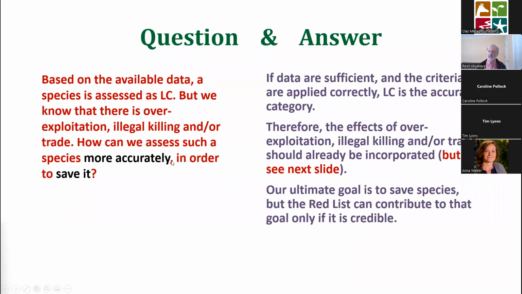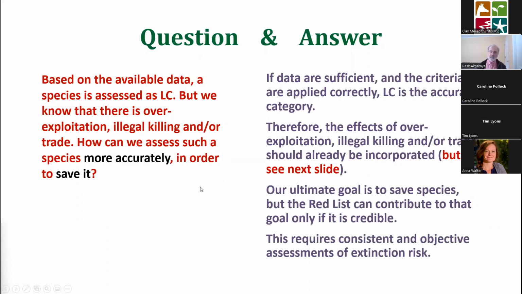Now, let's focus on this last bit, in order to save the species. Yes, of course, our ultimate goal is to save species, but the only way Red List can do that or can contribute to that process is if it is a credible way of assessing the extinction risk of species. And the credibility comes only from consistent and objective assessment of extinction risk. So that's the most important thing that we focus on, that the methods are applied in a standard way, consistently, so different taxonomic groups are comparable, and the assessments are objective.